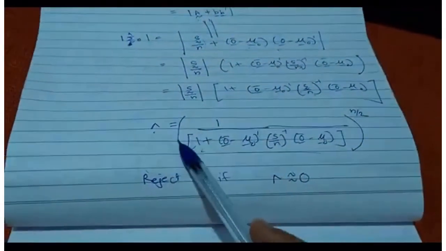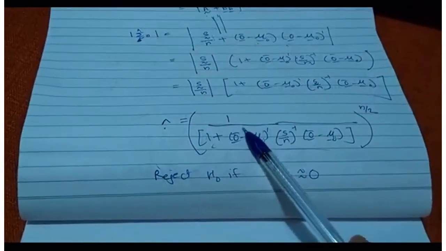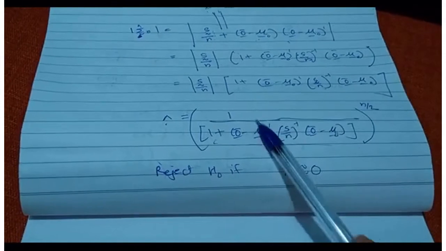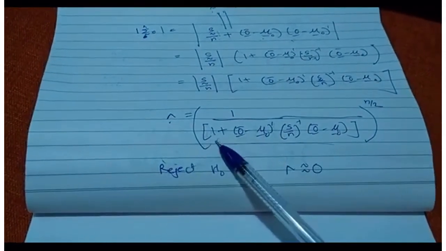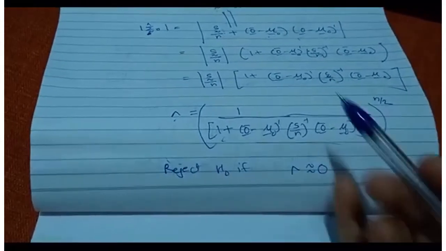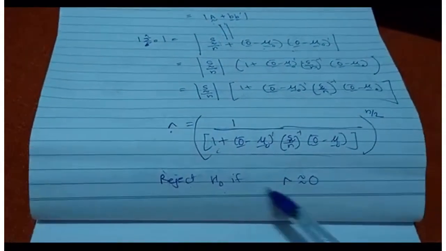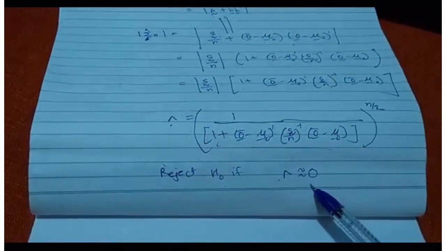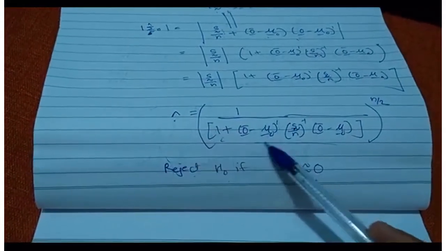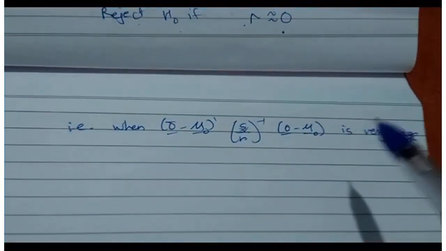As a result, when I substitute this in my likelihood ratio test statistic lambda, the determinant of S by N gets cancelled and I am left with only this term in the bracket, and that too in the denominator. That is 1 plus O bar minus mu naught prime S by N inverse O bar minus mu naught. Okay. Now, we saw in the beginning that we reject H naught if lambda is very close to 0. So in this particular case, lambda being very close to 0 is equivalent to this being very large. Hence, we would reject H naught when this is very large.